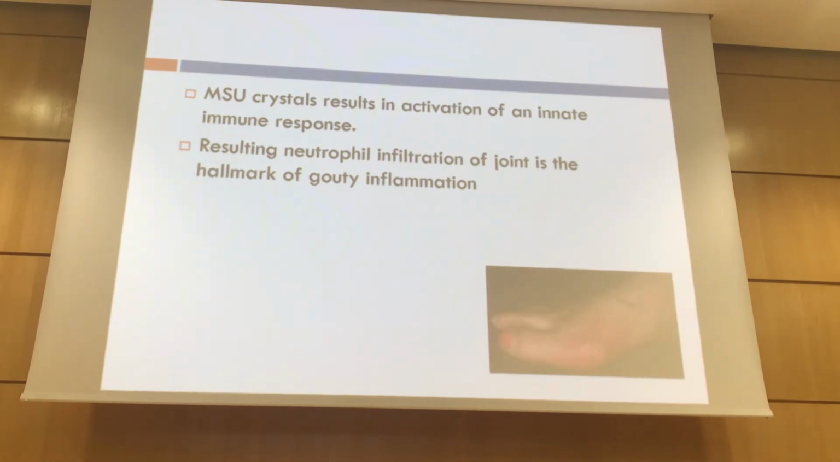We agree that monosodium urate is the culprit, the crystal that will deposit in the joint space, causing inflammation and an immune response. This results in neutrophil infiltration of the joint, the hallmark of gout. You can see here. What do you see? Can someone describe for me? I don't know if you can see it from a distance. What do you see? Swelling. What else? Redness. If you touch it, painful. Excellent. And can the patient move it? Painful. Restriction.